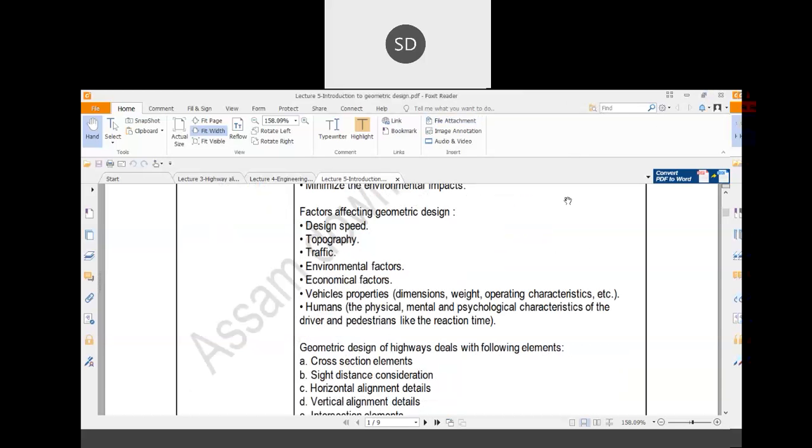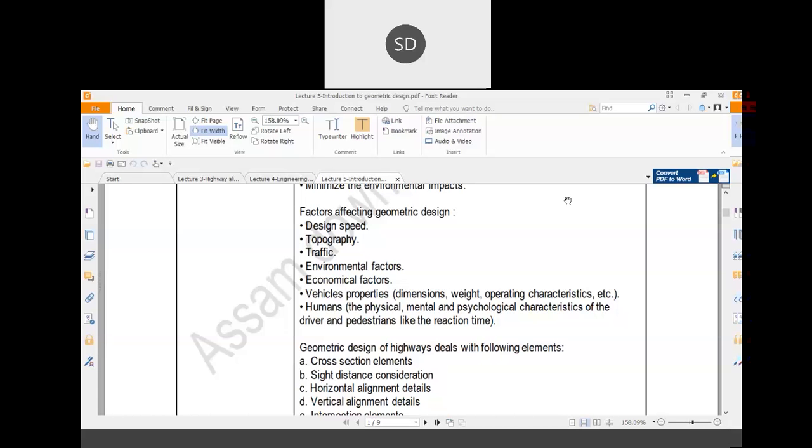Then human characteristic, like the physical, mental, and psychological characteristic of a driver and pedestrian, that is also important. Suppose you are driving a vehicle, in that case your perception and your psychological condition also affect the already moving traffic. So that human psychology is also very important in designing different features of the road. What is basically the reaction time of the driver? Based on the reaction time, different things could be decided, like sight distance.